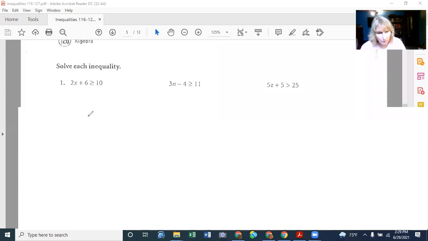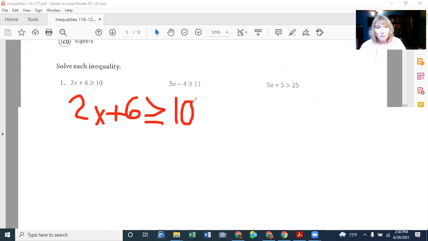So for instance, this first one is 2x plus 6 is greater than or equal to 10. So if this wasn't an inequality sign, if this was just an equal sign, you would solve this the same way as if it were an equal sign. So you want to get the variable by itself. So the first step is to add or subtract anything that's added or subtracted from the variable term. So our variable term is 2x.